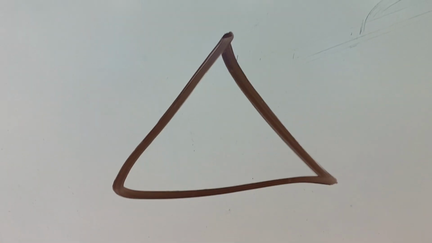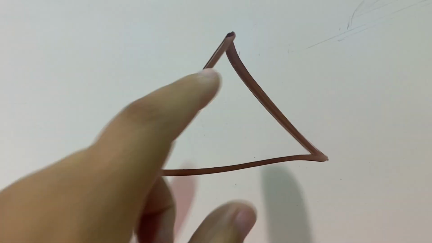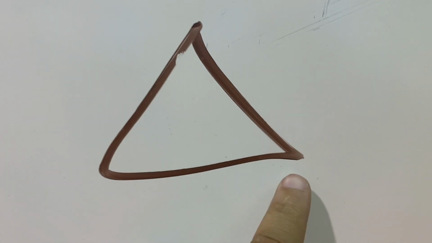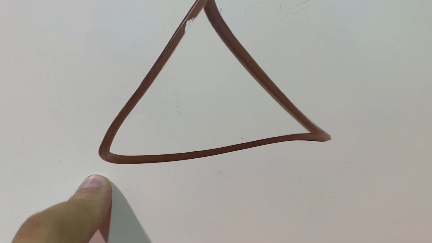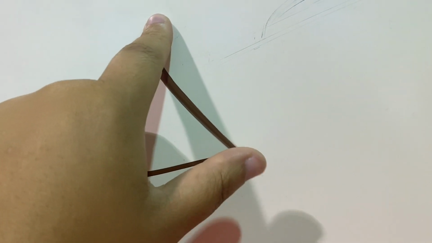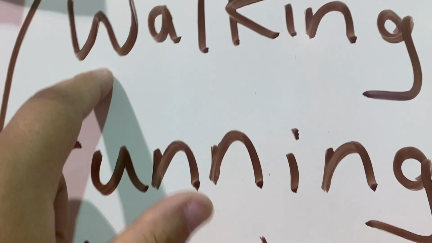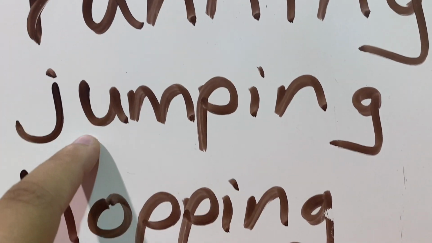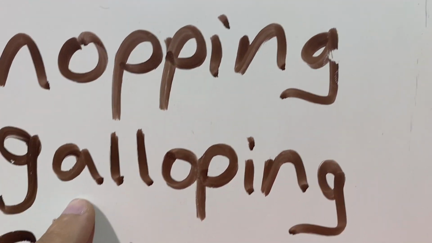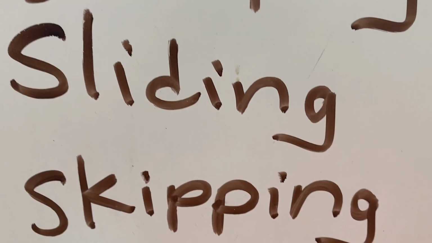The next pathway is a triangle. So you have one point, two points, and a third point. So you're going to start here, here, here, and back. Walking, running, jumping, hopping, galloping, sliding, and skipping.